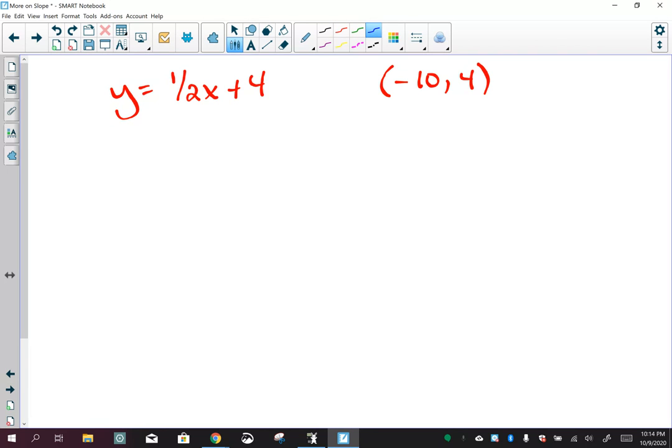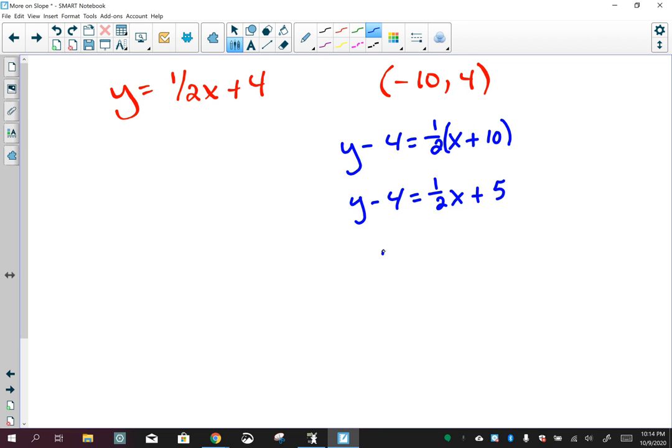All right. Welcome back. So let's see how you did. We've got y - 4 is equal to 1/2 times (x minus a minus 10). So y - 4 is equal to 1/2 x + 5. So y is equal to 1/2 x + 9. So this is my line that is parallel to the equation that they gave me and goes through that specific point. All right, so let's move on.